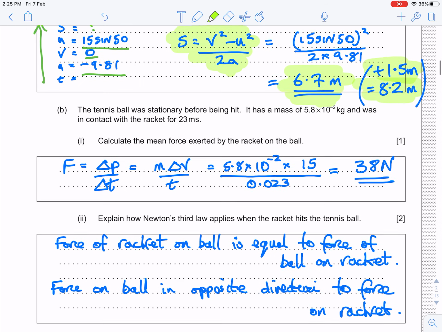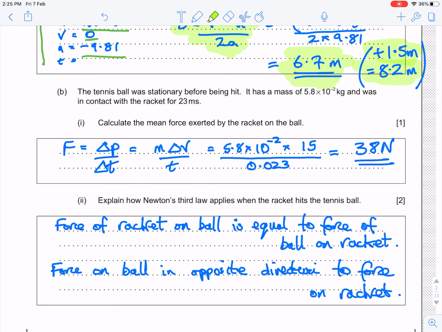The second part: the tennis ball was stationary before being hit. It has a mass of 5.8 times 10 to the minus 2 kilograms and was in contact with the racket for 23 milliseconds. Calculate the mean force exerted by the racket on the ball. So I look at this bit of data and I realise that that is mass, that is time, and I need to calculate force. And so I know also that the initial velocity was 15.